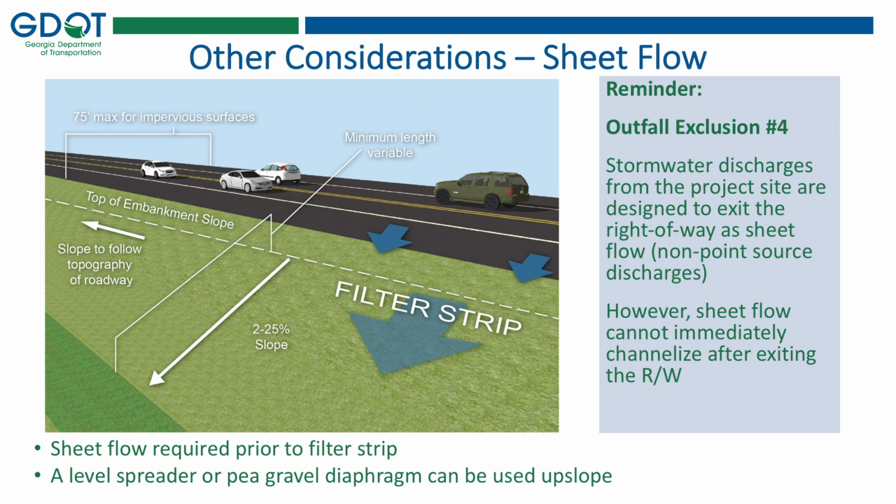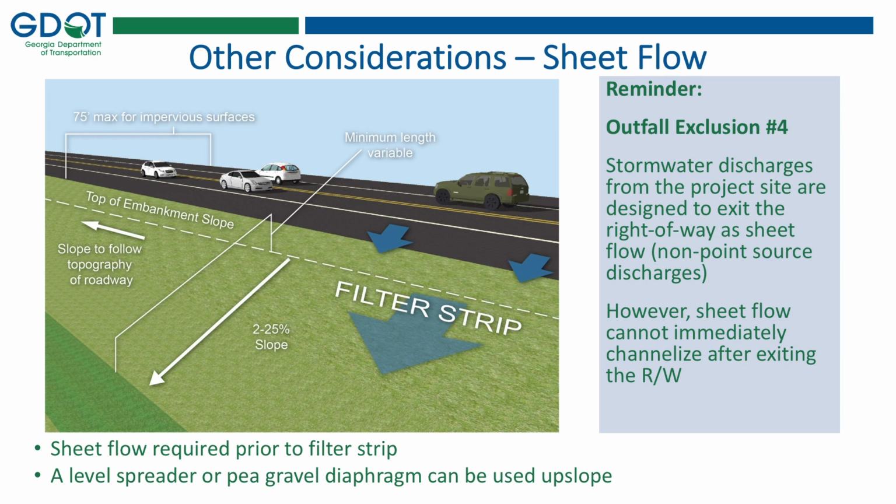As we mentioned earlier, sheet flow is a requirement for this BMP to properly function, so your filter strip slope parallel to the roadway should be consistent with the roadway topography. Level spreaders or pea gravel diaphragms can be installed at the top of the slope in conjunction with your filter strip to ensure sheet flow is maintained. Level spreaders for MS4 applications are appropriate to return concentrated flows to sheet flow conditions where the 10-year 24-hour peak flow is less than 5 cubic feet per second.